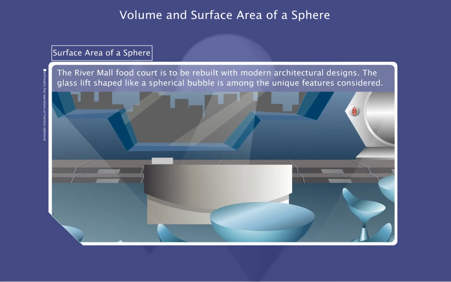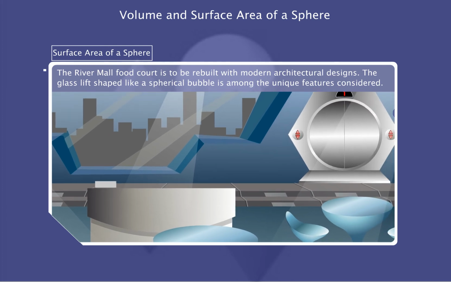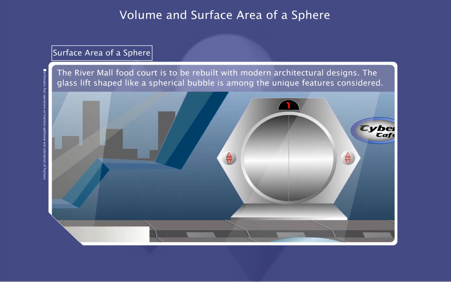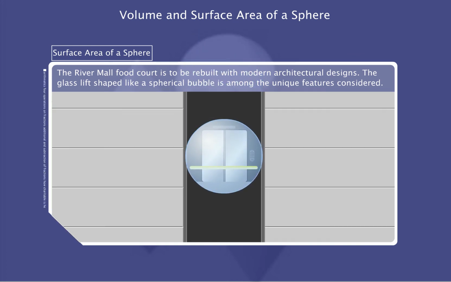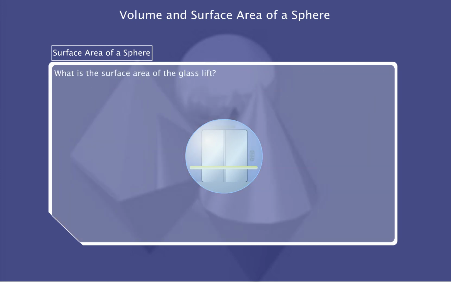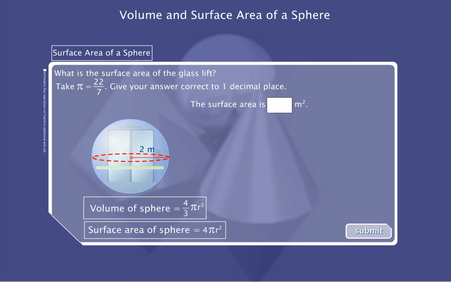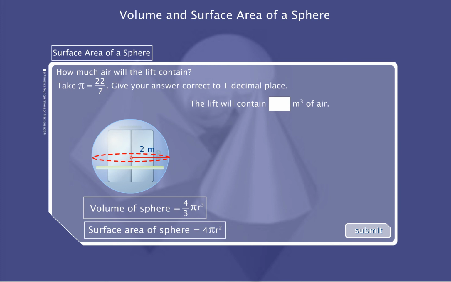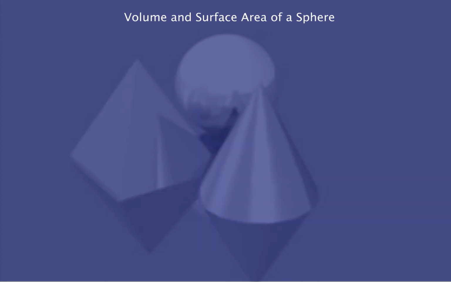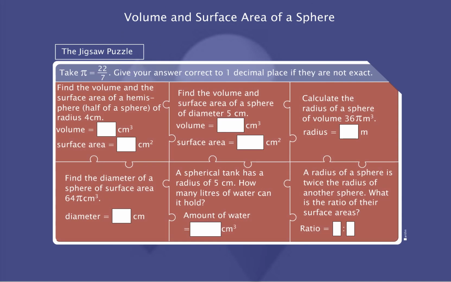The River Mall food court is to be rebuilt with modern architectural designs. The glass lift, shaped like a spherical bubble, is among the unique features considered. What is the surface area of the glass lift? How much air will the lift contain? Solve the jigsaw puzzle by answering the questions given.